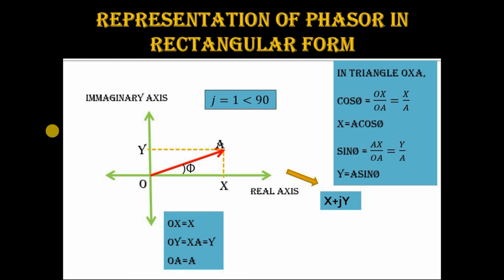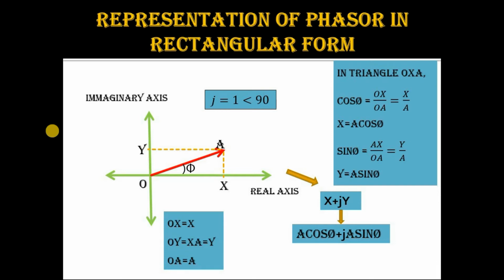So X plus JY. In maths, we use the operator I in complex numbers, A plus IB. Instead of that, in electrical, we use operator J. X plus JY. This form is called rectangular form, or it is also called complex form. So X plus JY, X and Y values we know. So A cos phi plus J A sin phi. X is A cos phi, Y is A sin phi.